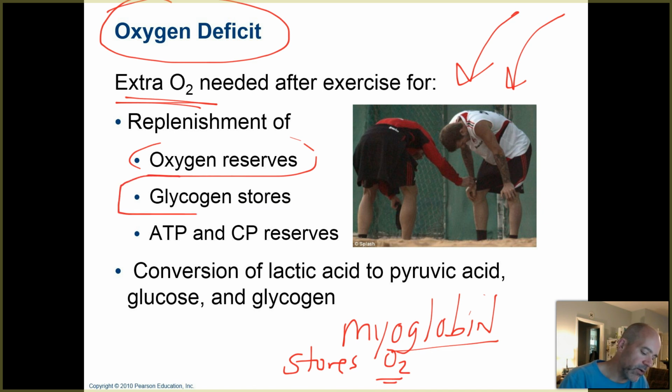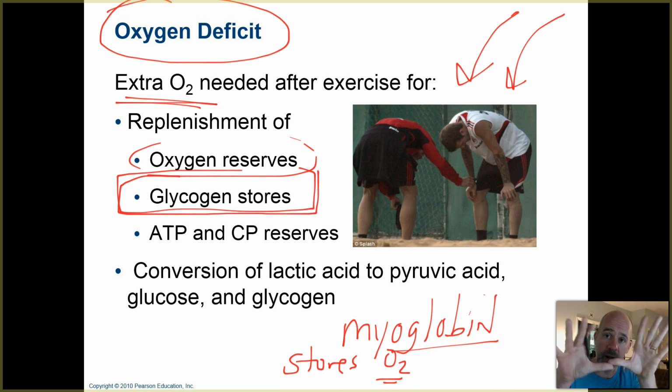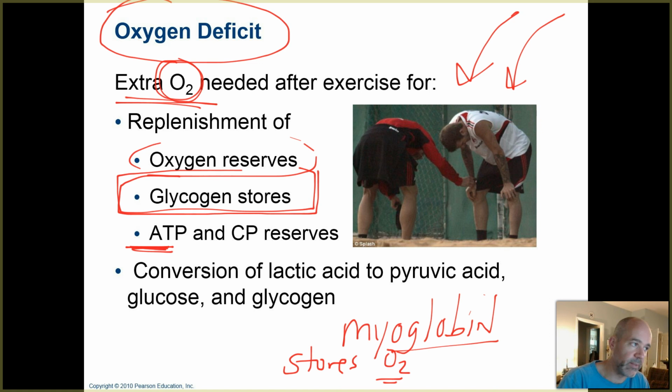O2 is needed actually to help you recreate glycogen. That takes energy. If you take glucoses and bond them together to make glycogen, that is an anabolic reaction. So guess what? You're going to need ATP to power that. Where do you get your ATP? You've got to have O2 to run cellular respiration. You've also got to run cellular respiration to build your ATP and your CP, creatine phosphate reserves back up. So that's why you need all that extra oxygen. Whenever you have a need for O2, think cellular respiration, think ATP, because that's what's going on.